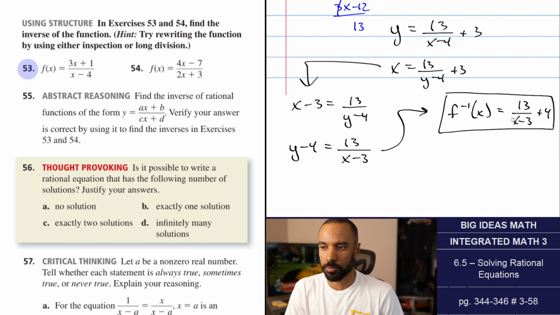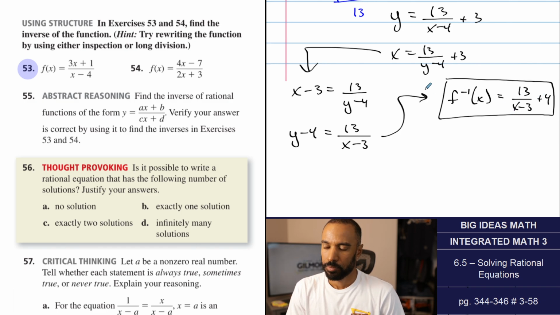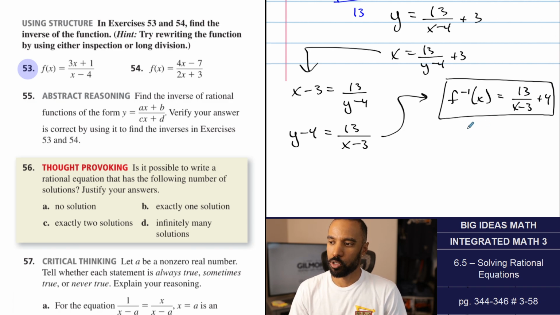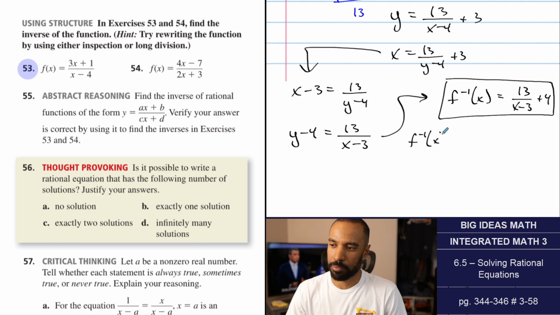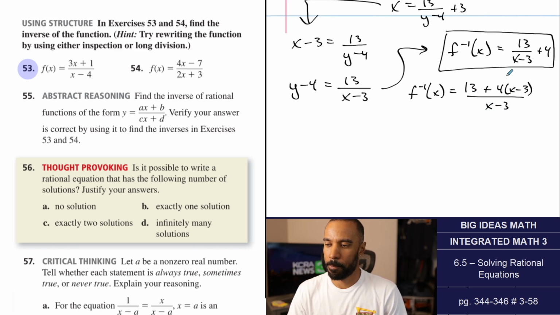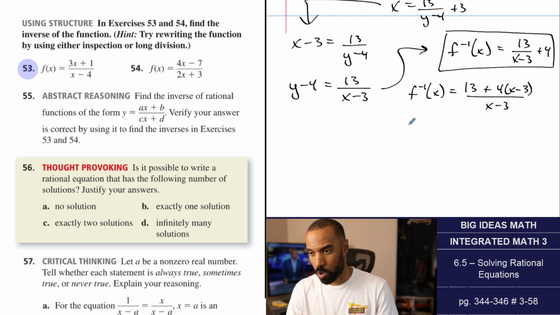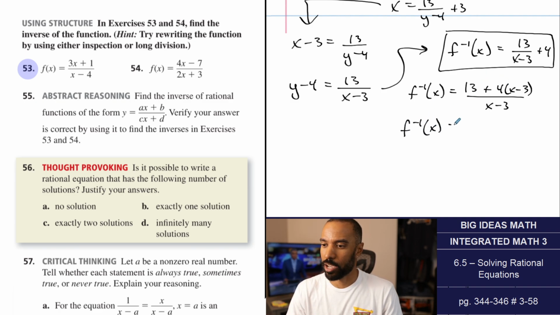Now, if you wanted a common denominator, 4 needs to multiply by x minus 3 over x minus 3, in which case you would get 13 plus 4 times this x minus 3 all over x minus 3, and 4, that's 4x minus 12, and 13 minus 12 is 1. So you would get 4x plus 1 all over x minus 3.